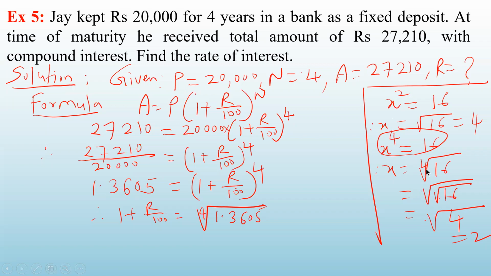Okay. So this is how we are going to calculate this here. So 1 plus R upon 100 raised to power 4 is 1.3605. Therefore, 1 plus R upon 100 will be the 4th root of this number, 1.3605. How to calculate the 4th root of this? You will have to take 2 times the square root, like how we did here with the help of a simple example. In a similar way, we are going to do here, where x is replaced by 1 plus R upon 100. So let us do that.